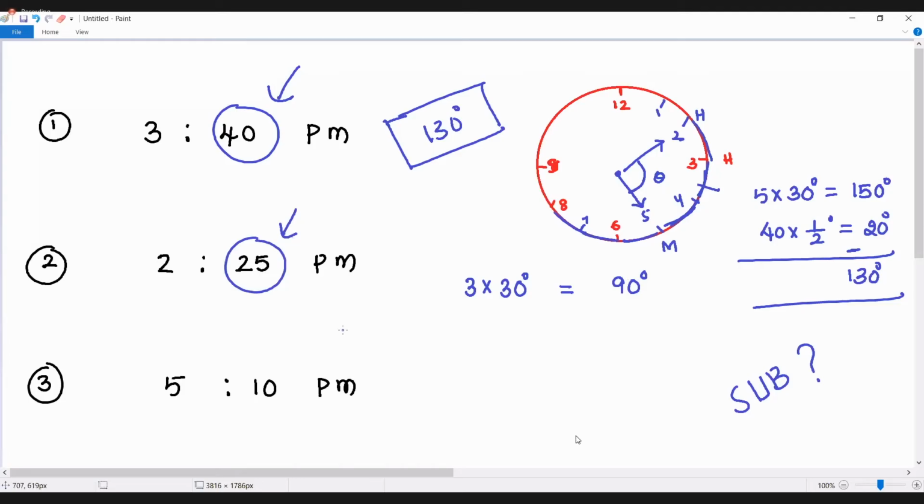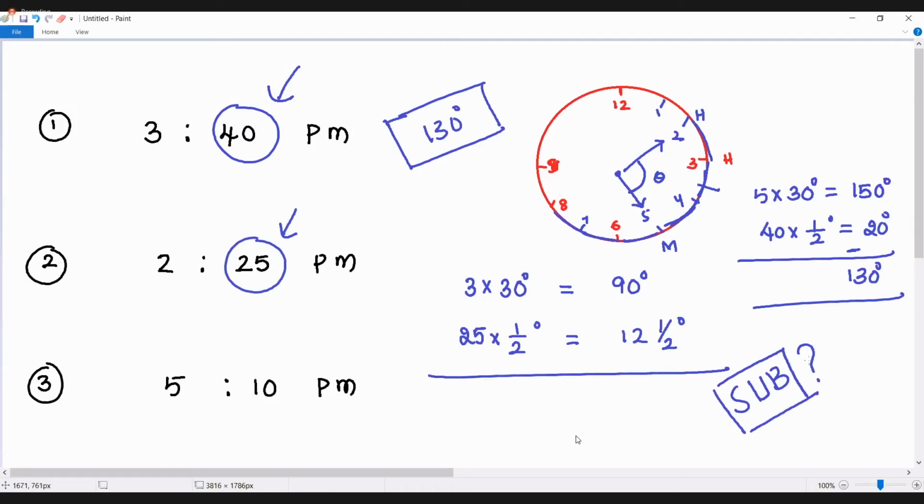And there are 25 minutes. 1 minute makes half a degree, so 25 minutes make 25 into half a degree, that is 12 and a half. That point is clear. Now, in the previous two questions we subtracted. Do we always have to subtract, or do we have to add? And how can we recognize whether we have to add or subtract?